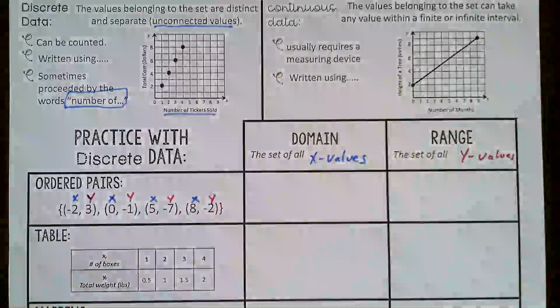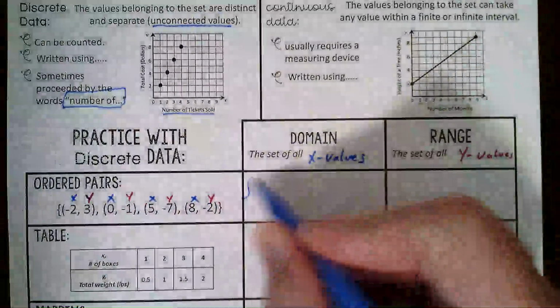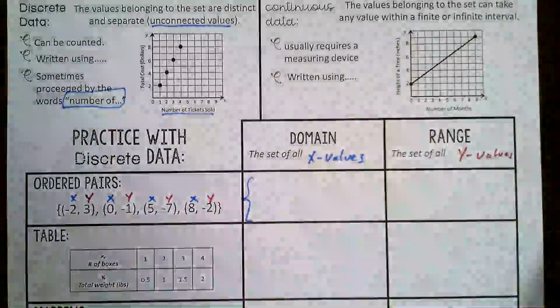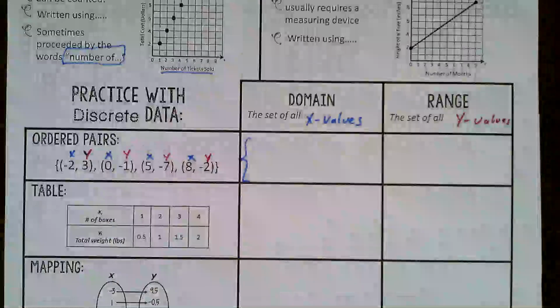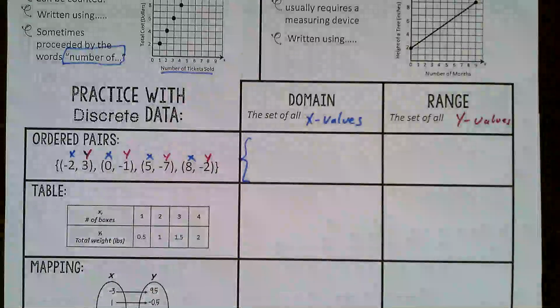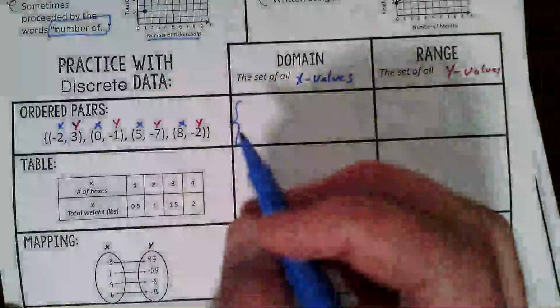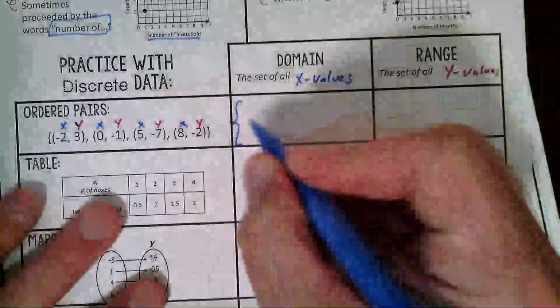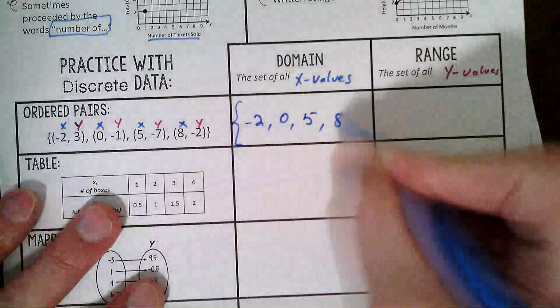And so when I write this domain and range with discrete data, I use brackets. These are special brackets for sets of numbers. It's not a big deal if you can't draw it perfectly and you draw parentheses instead. It will be perfectly fine. I'm looking more towards what numbers you have written down. So for the x values, we have -2, 0, 5, and 8.